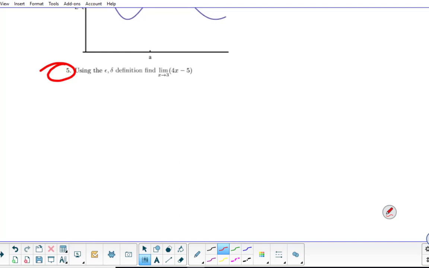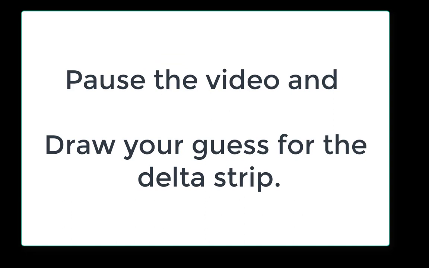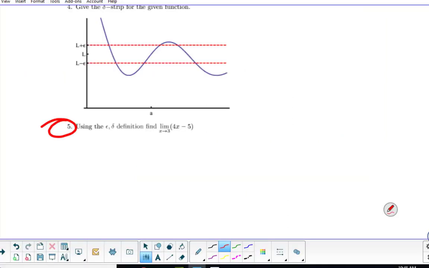Okay, I just want to emphasize one thing before we get going, that these epsilon strips, so here I've drawn the epsilon strip, it needs to hold for all values within what you're claiming the delta strip is. Okay? So I'd like everyone to draw the delta strip for this function. All right, so this would be our delta strip here.